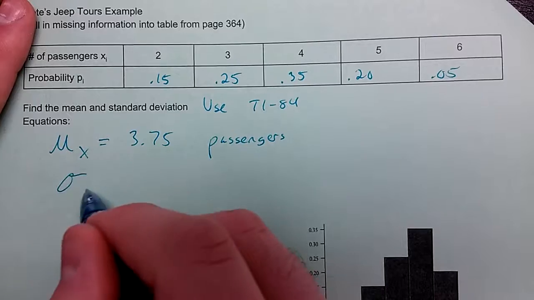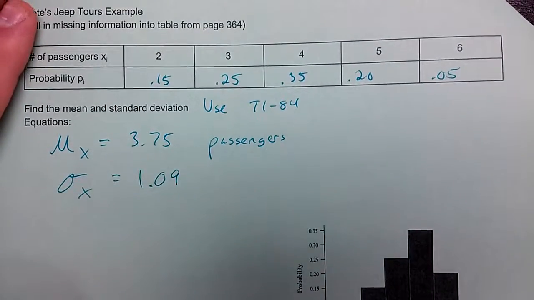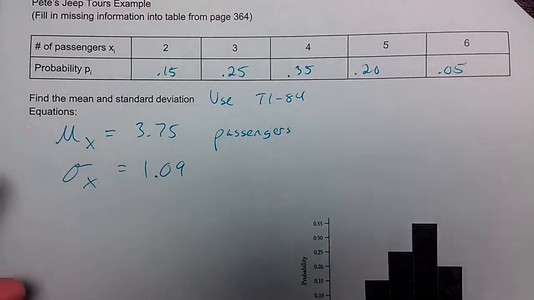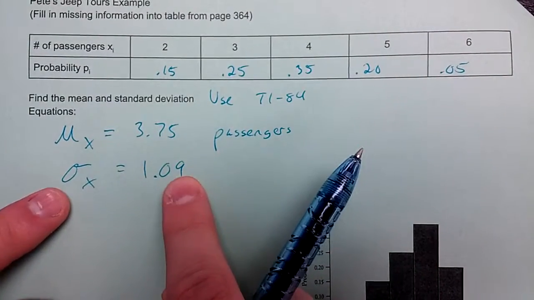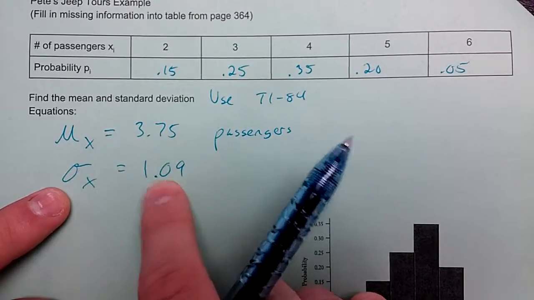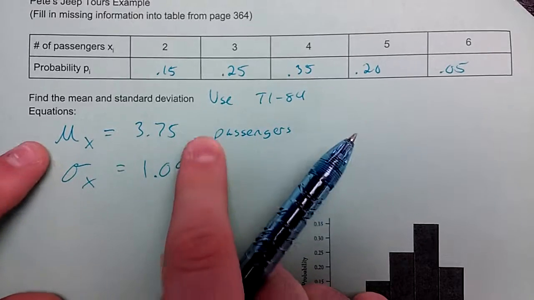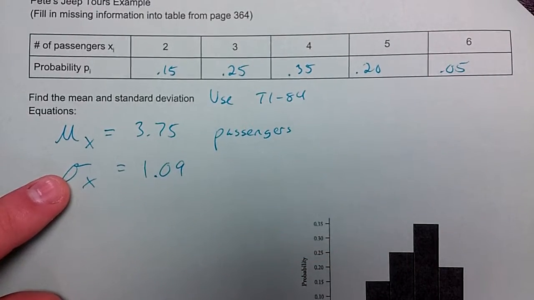And you also get the standard deviation, 1.09. So, on a randomly selected day, this is your average number of passengers. On a randomly selected day, the values differ from the mean by 1.09. Those are the two main things you get from the TI-84, very simple to plug in and calculate as well.